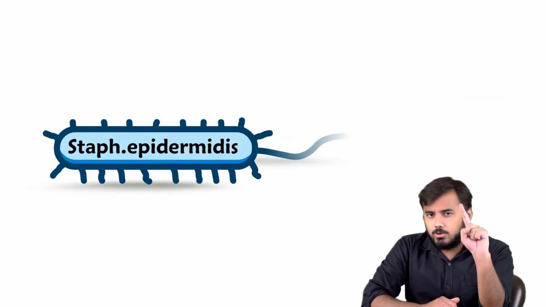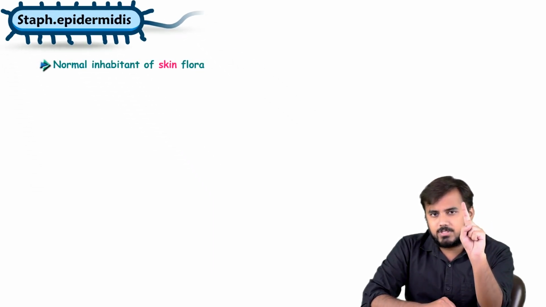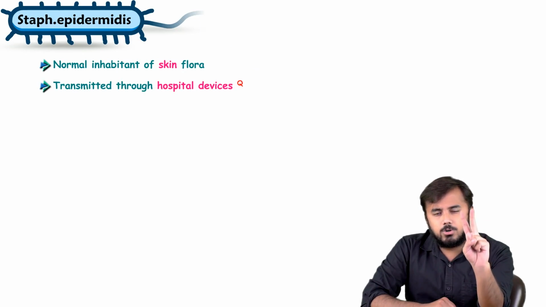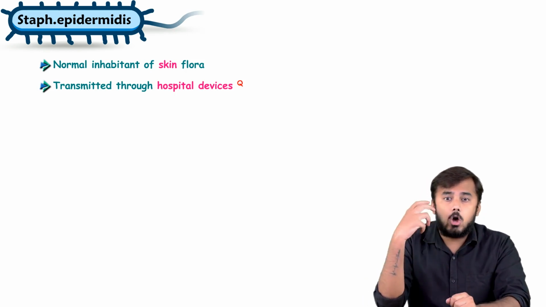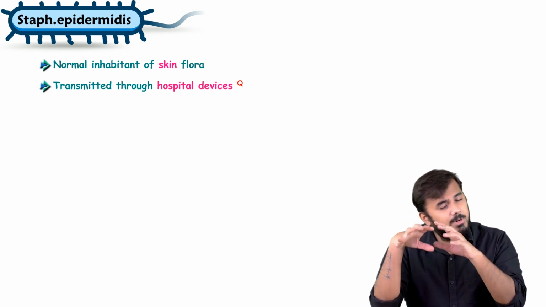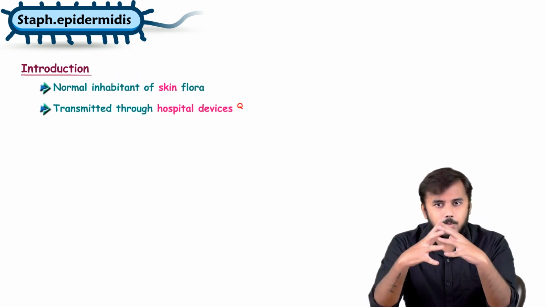Now, one thing you are very sure of from the given explanation is that Staphylococcus epidermidis is a normal inhabitant of skin. Point number 2 from the story is that Staphylococcus epidermidis mainly spreads through devices, the hospital-use devices. We shall be discussing that in detail, but this is just an introductory part. I'm just clubbing up all the things.